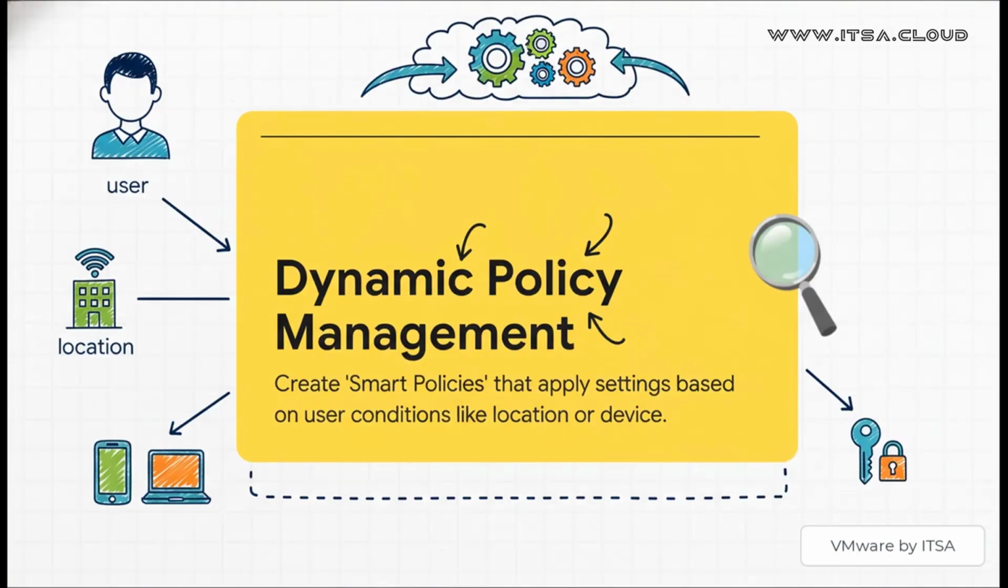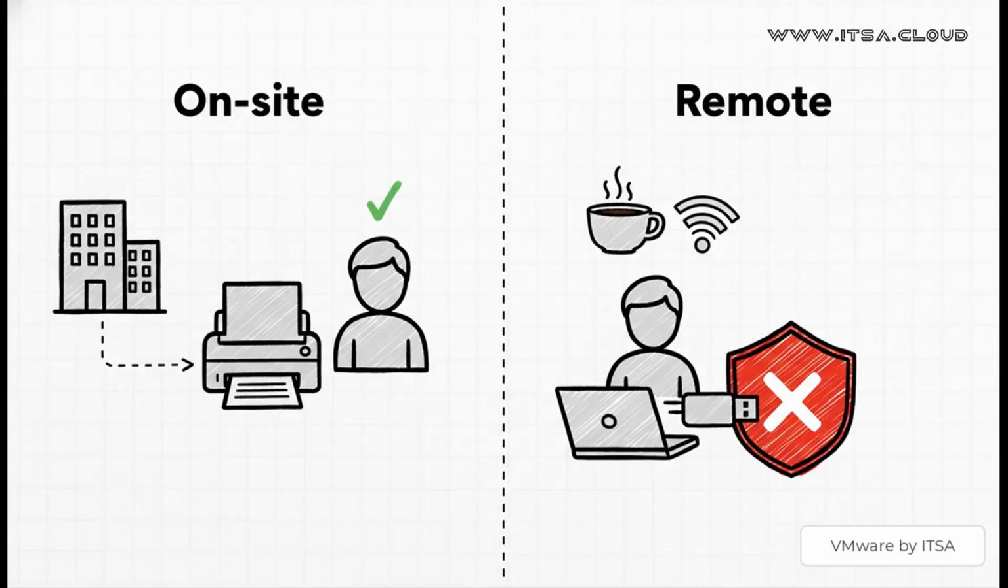Now, this is where DEM gets really smart. It's something called dynamic policies. So instead of these one-size-fits-all settings, you create rules that are based on context. The system actually knows who the user is, where they are, and what kind of device they're using. Here's a perfect example of how powerful this is. An employee is in the office. Okay, let's automatically connect them to their department printer. But that same employee logs in from a coffee shop on some sketchy Wi-Fi. Let's instantly apply a security policy that blocks their USB drive access. It's all dynamic and it's all automatic.